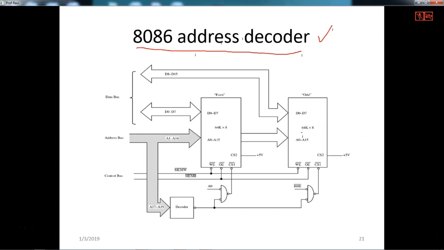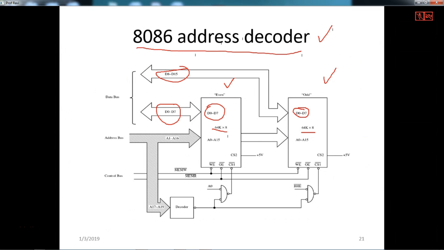Now I have 64K by 8, that means 64 kilobytes of memory. Two memory ICs are needed for the 8086 because we are dividing the whole memory into an even bank and an odd bank. Because how many data lines does the 8086 have? 16 data lines. The lower byte, the even bank, is connected to D0 to D7 of the processor data lines, and D0 to D7 of the odd bank is connected to D8 to D15 of the microprocessor.